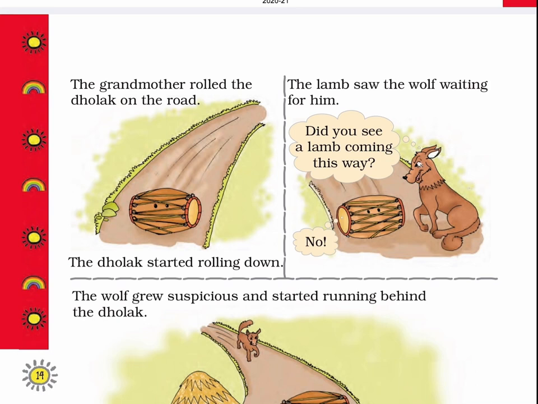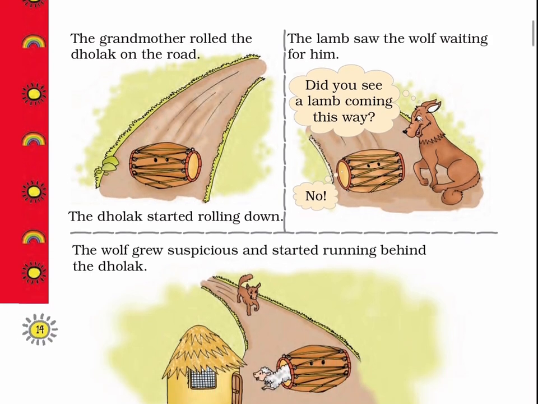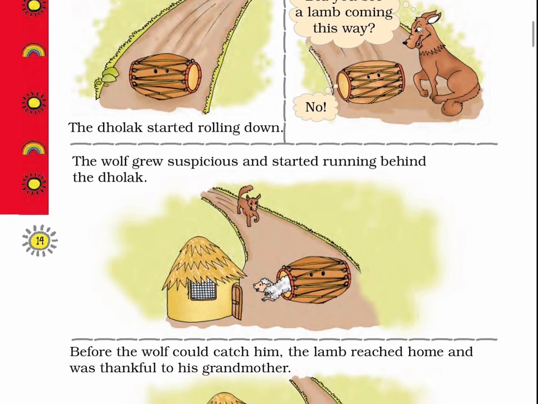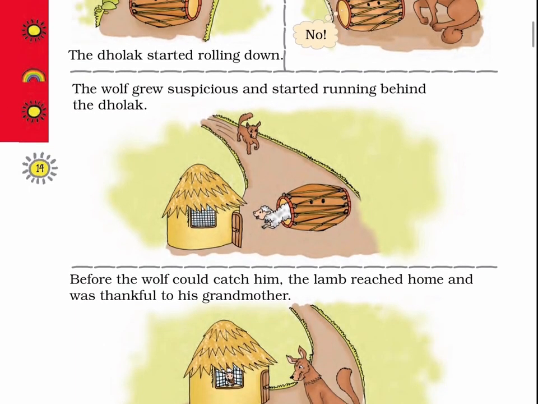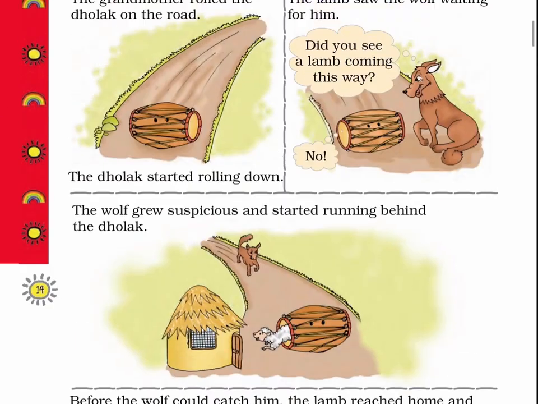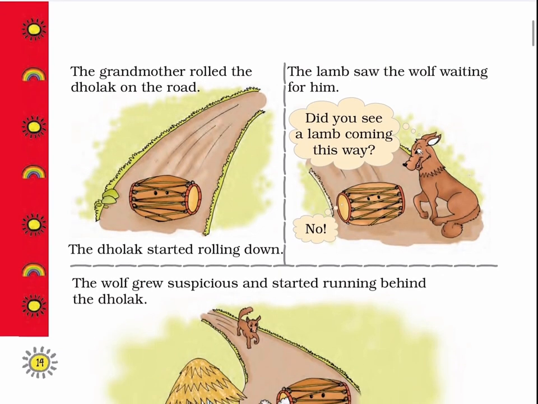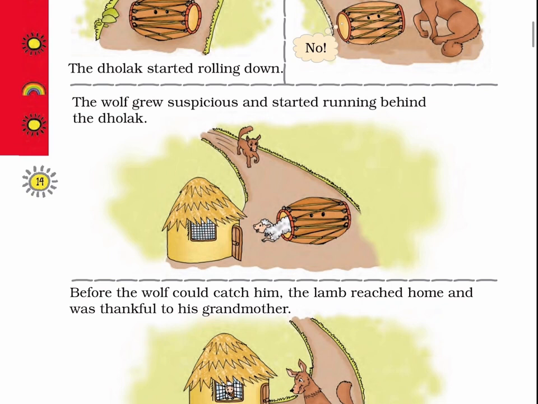The lamb saw the wolf waiting for him. The wolf asked dholak, "Did you see a lamb coming this way?" Dholak replied, "No." Picture 2 shows a picture of wolf talking to dholak. The wolf grew suspicious and started running behind the dholak.